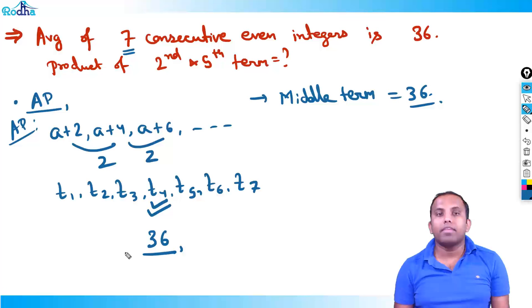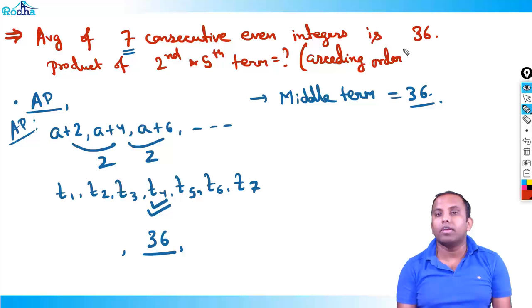Since it is consecutive even integers, I don't know which are the second and fifth terms, because it could be an increasing or decreasing series. So let's say it is given that the series is in ascending order. The question asks for the product of the second and fifth terms. What is the series now?